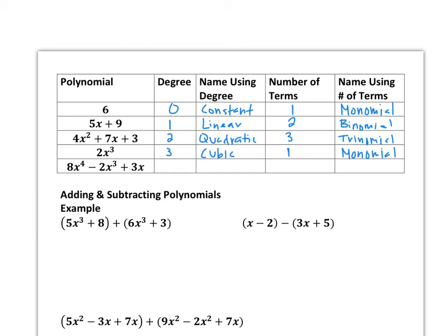All right, last one here, our highest degree or our highest exponent is a 4. All right, no special name for this one. We just call this a 4th degree. All right, number of terms, how many things separated by plus or minus? We have 3. So this one is a trinomial.